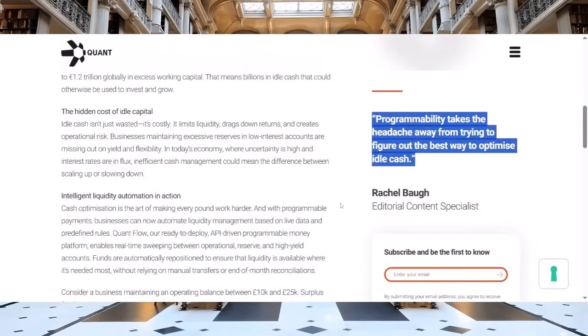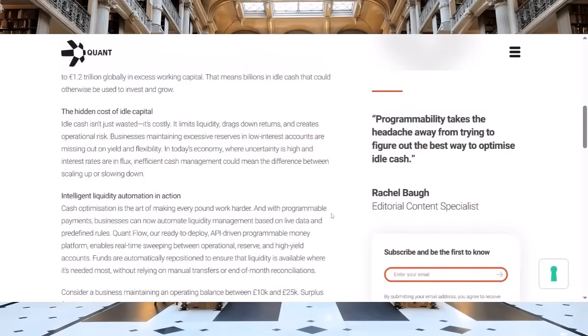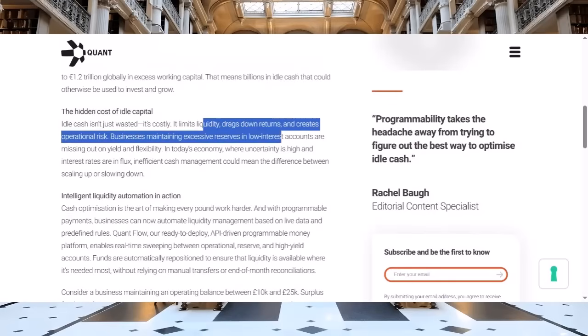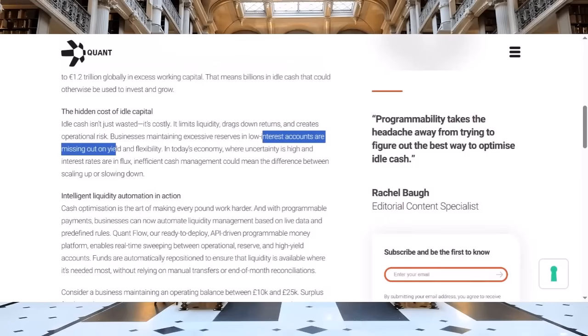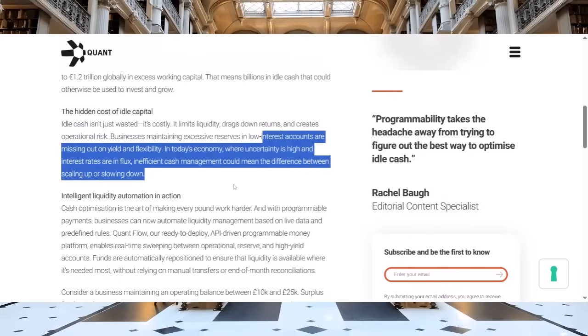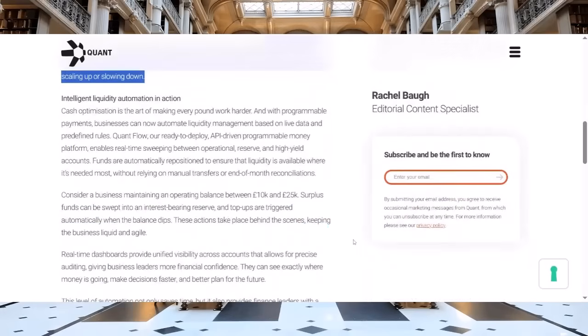So the hidden costs of idle capital, idle cash isn't just wasted, it's costly. It limits liquidity, drags down returns, and creates operational risk. Businesses maintaining excessive reserves and low interest accounts are missing out on yield and flexibility. In today's economy, where uncertainty is high and interest rates are in flux, inefficient cash management could mean the difference between scaling up or slowing down. I would highly advise you guys to read more about this because we're not going to read the whole thing. This is the last part I'll read, and I'll kick it back to Channing.